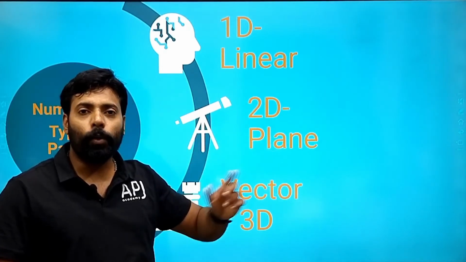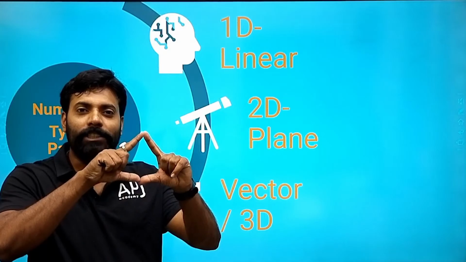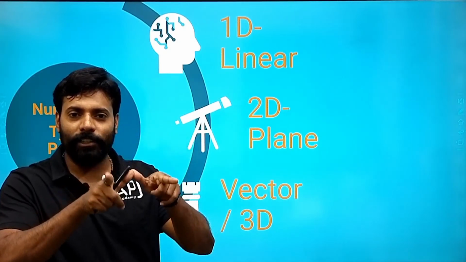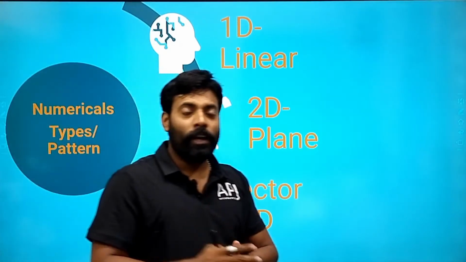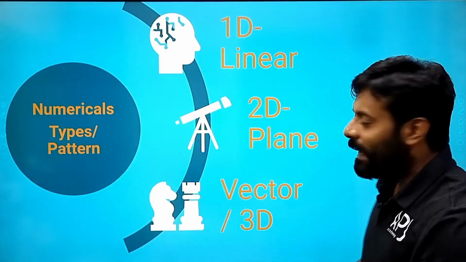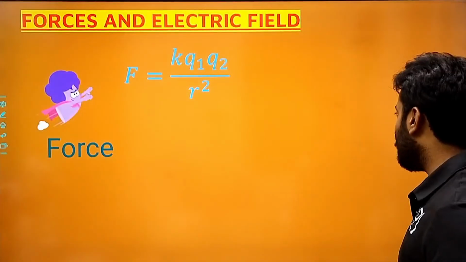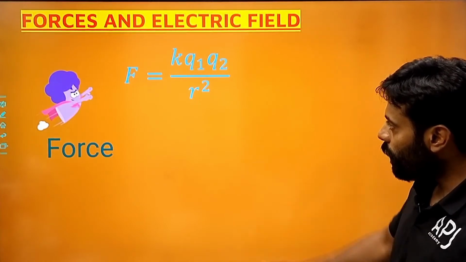Then there will be a 2D plane. It might be that the charges will make triangles, rectangles, squares, and many other shapes. Then there will be vector or 3D questions that might come in your exam, right?